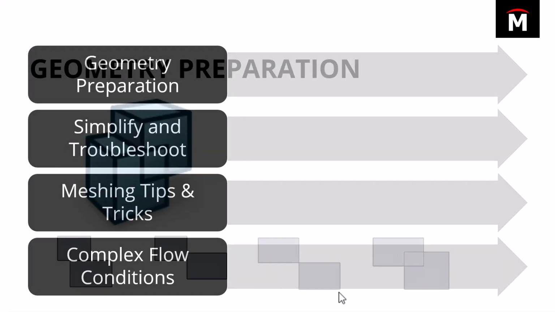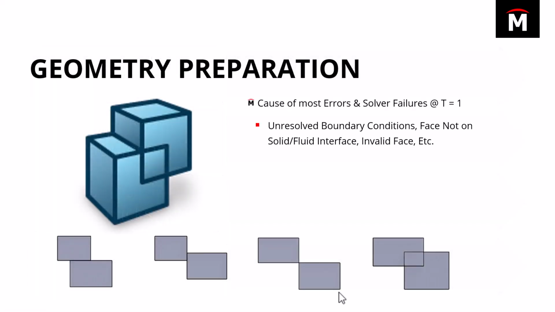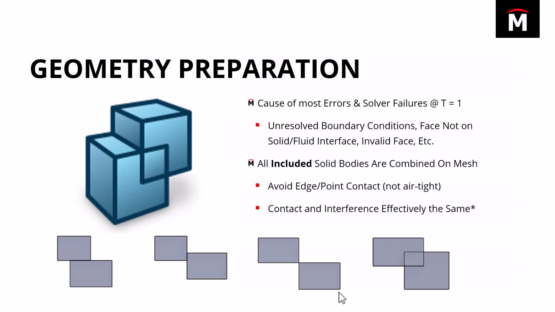Let's start with the geometry preparation. Really basic knowledge. Basically, when you start a study, all of the bodies in that study are combined. And if they don't combine correctly, or if they combine in weird ways, or if they don't create the closed volume that you expect, it's going to cause errors.